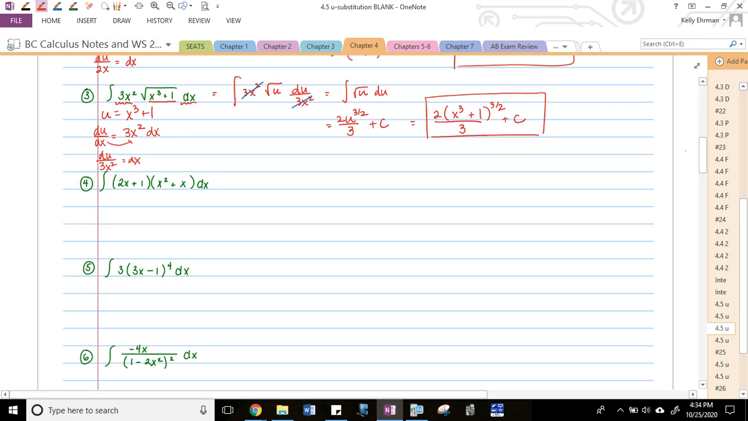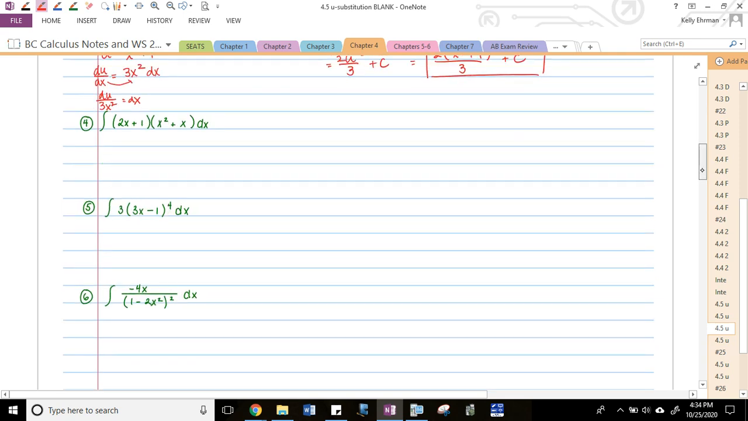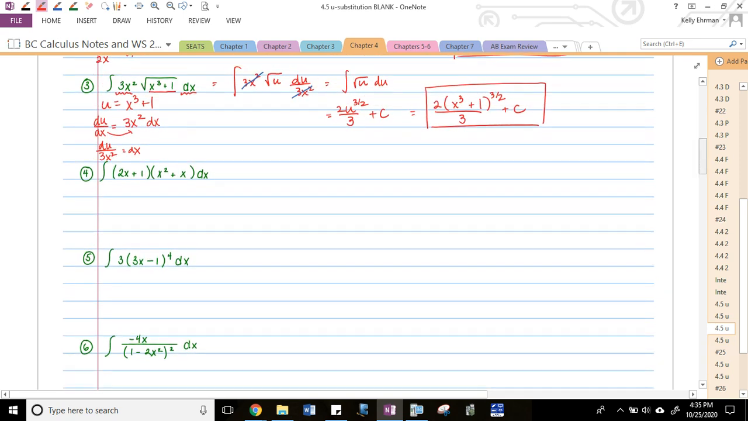All right, now what about this one? 2x plus 1 times x squared plus x. I could choose to FOIL those together, right? And then just take the integral of each individual term. That doesn't seem like it would be all that bad. So I could do it that way. Or I'm noticing that the derivative of x squared plus x, which in my mind is more complicated out of those two functions, is equal to 2x plus 1. So that's a good sign. If you can find what your derivative is going to be in the equation, that kind of shows you that stuff's going to cancel.